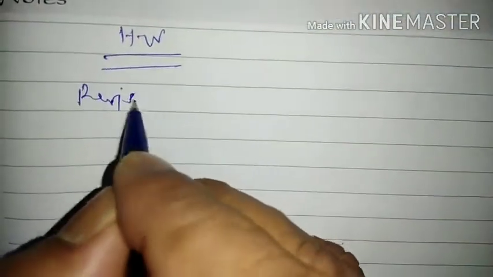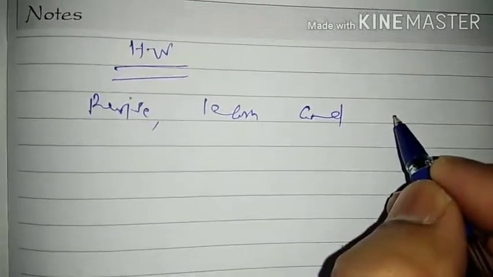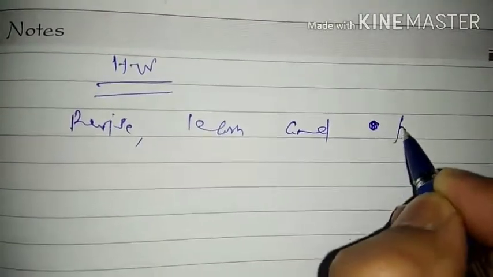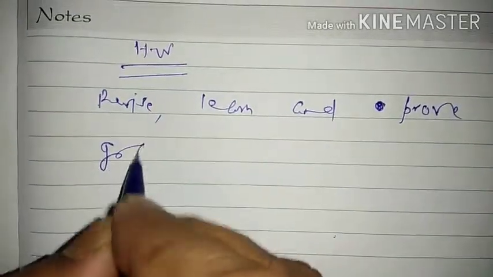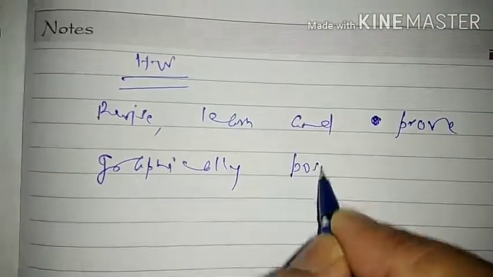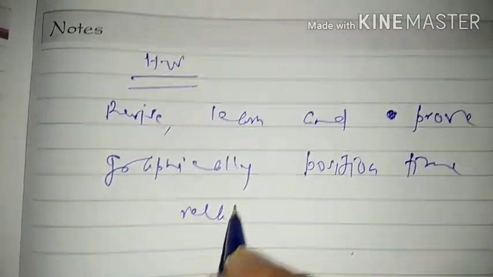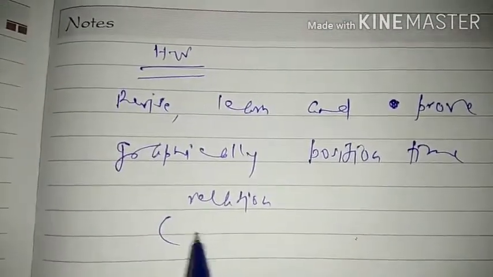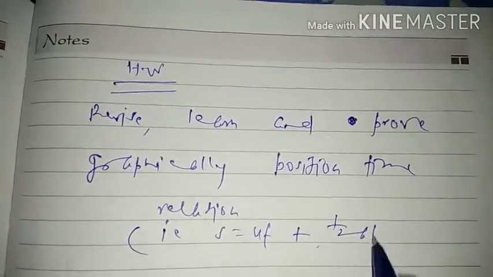What is today's homework? Today's homework is that revise, learn and graphically prove the position time relation. What is position time relation? That is S is equal to UT plus half AT square.